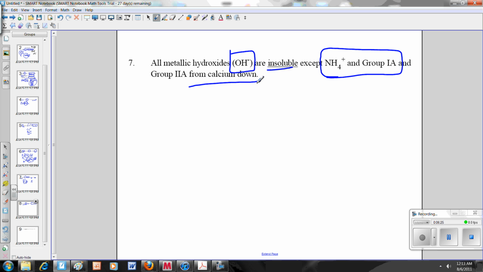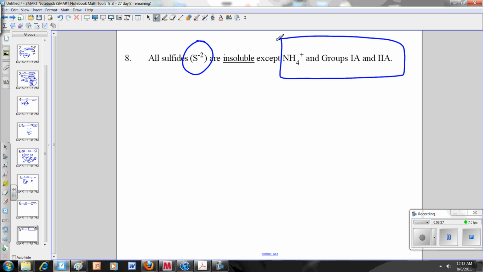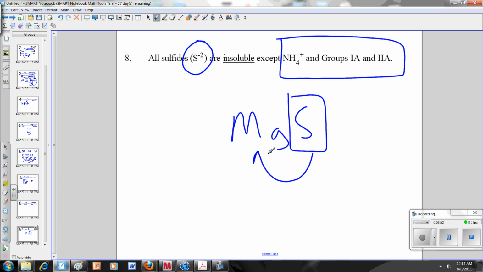Looking at the second one. Last one, sulfides. Anything that has a sulfide at the end of it, an S, is going to be insoluble. Goes back to rule 1. If you look right there, NH4 plus, or anything in group 1A or group 2A is going to be soluble. So for example, MgS has a sulfide at the end of it. Magnesium is in group 2A, so you use your periodic table and realize that in that case it would be soluble.